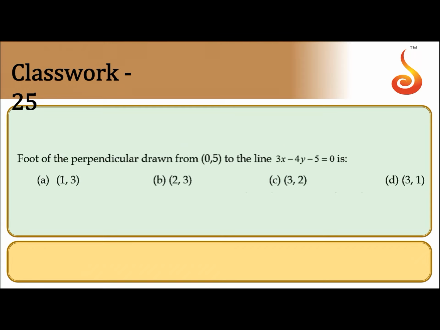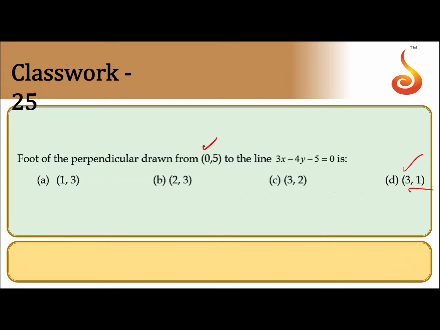Coming here, the next one is about the foot of the perpendicular drawn from the point 0 comma 5 onto the line. I think you can just verify the point which satisfies the given equation. 1 comma 3 I think doesn't satisfy. 1 comma 2, comma 3, it is 6 minus 12, no, it doesn't satisfy. 3 comma 2, 9 and 8, that doesn't satisfy. 3 comma 1, yes, 9, yes, satisfied.